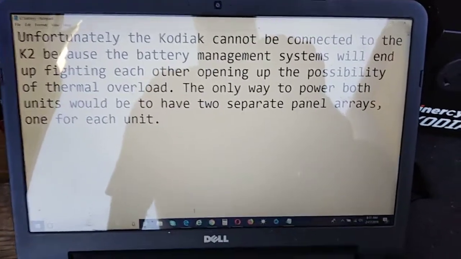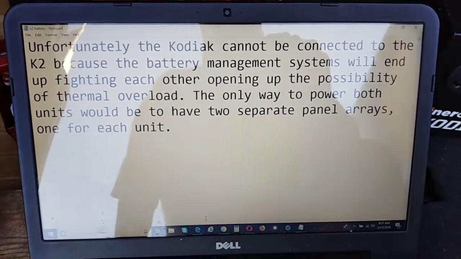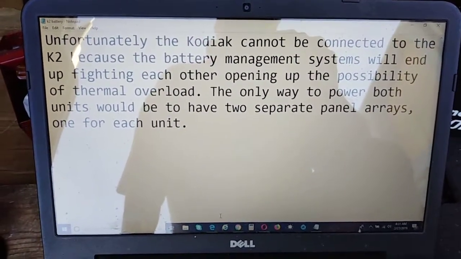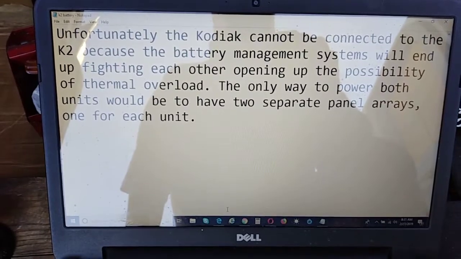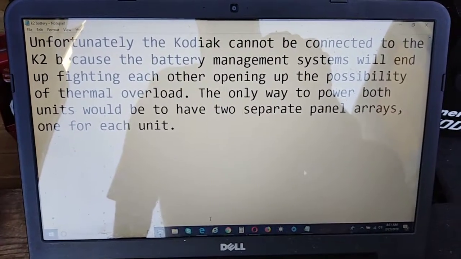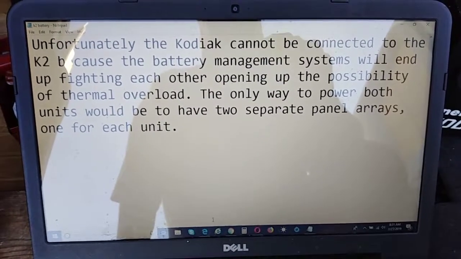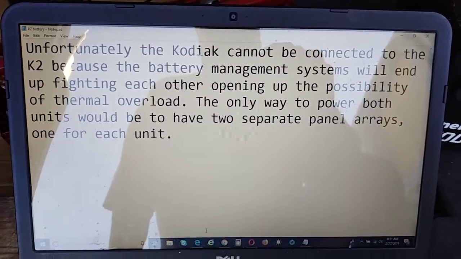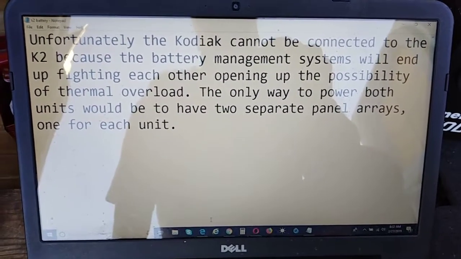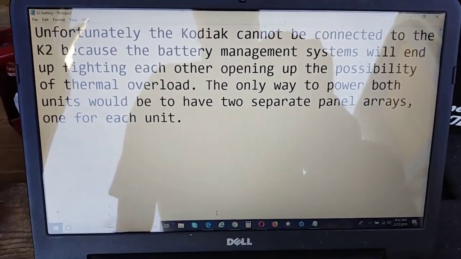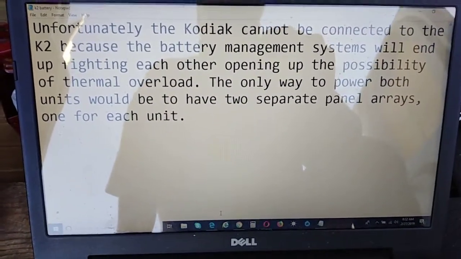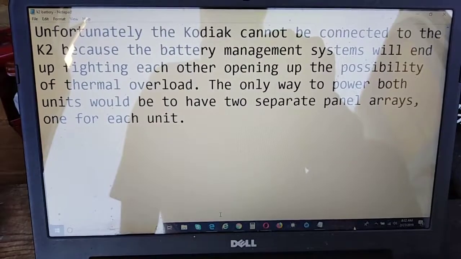I'm going to have 400 watts of power on top of my van, and I want to be able to fire the Kodiak and fire the K2 solar generator as I will. So I wrote an email to the company about putting the two units in parallel, which I knew I wasn't going to do because it was dangerous, but here's their response.